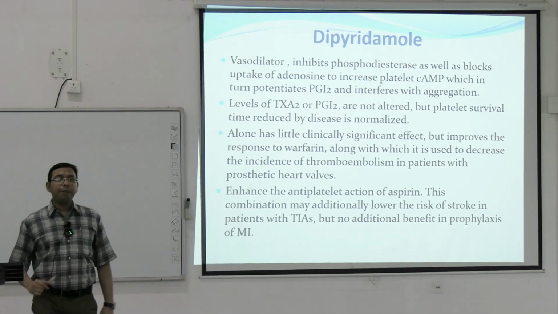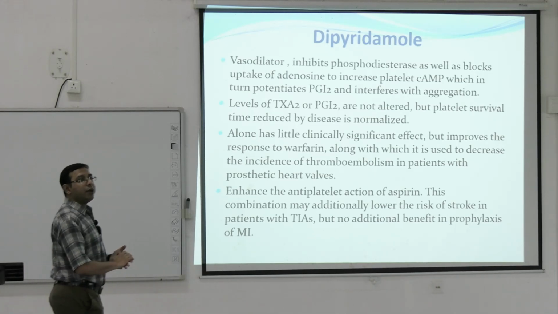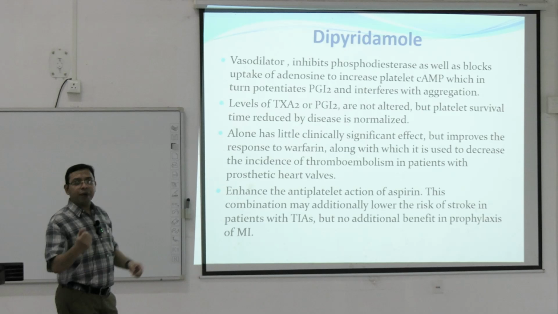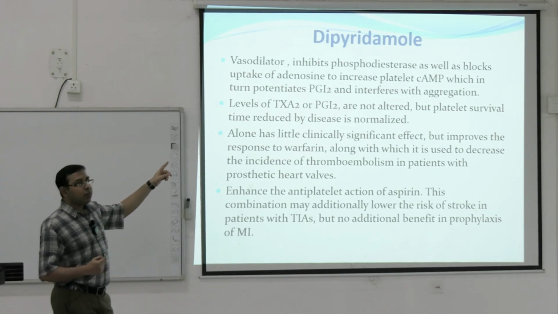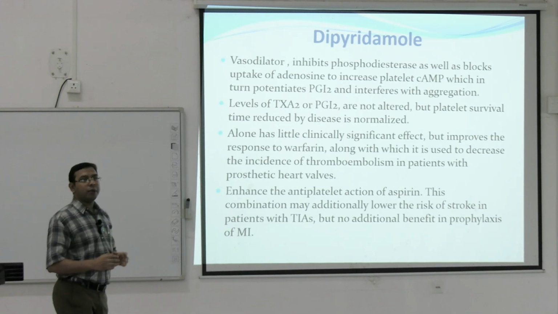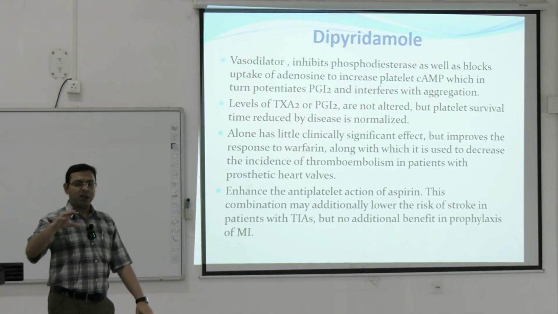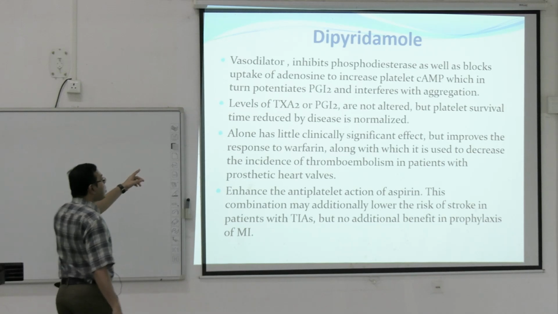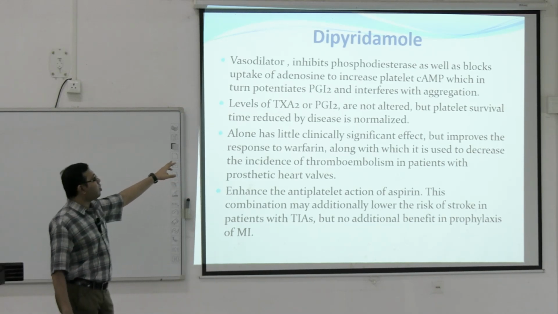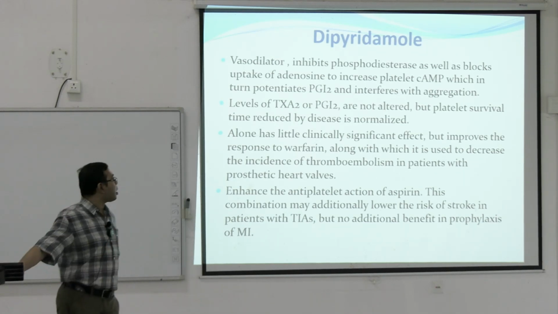Dipyridamole is the second antiplatelet drug after aspirin. This is a vasodilator. It inhibits the phosphodiesterase enzyme and also blocks the uptake of adenosine to increase platelet cAMP, which in turn potentiates the PGI2 and ultimately interferes with aggregation. So more or less they act on different molecules. Levels of thromboxane A2 and PGI2 are not altered, but platelet survival time, which is reduced by disease, is normalized. So it is a slightly different mode of action.